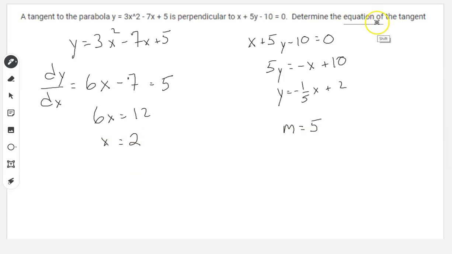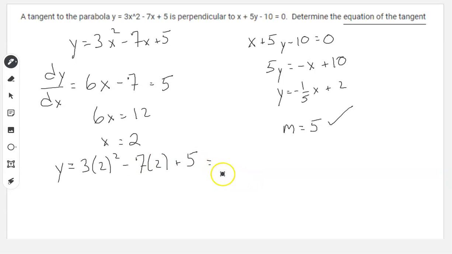Now, to find the equation of the tangent, we need the slope, which we have, and we need the x and y coordinates. We only have the x coordinate. So what I'm going to do is substitute x back into the function to figure out what the y coordinate is. So our y coordinate would then be 3 times 2 squared minus 7 times 2 plus 5. So if we just evaluate that, we get 3. Which means our coordinate then is (2, 3).